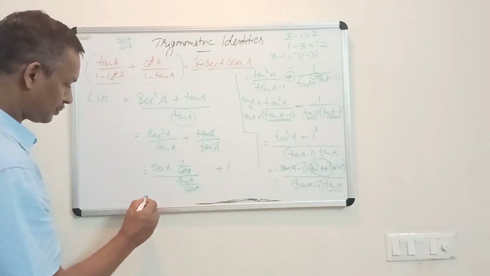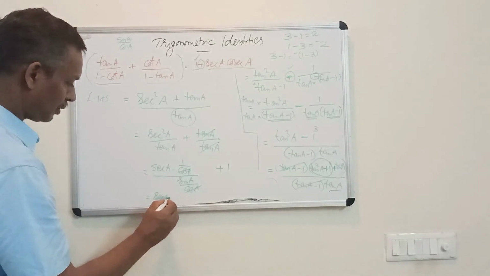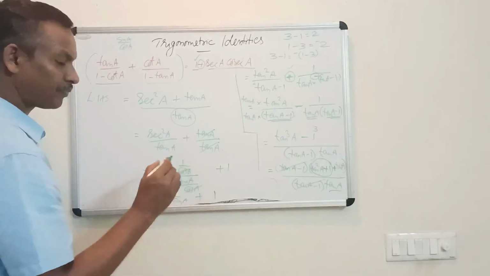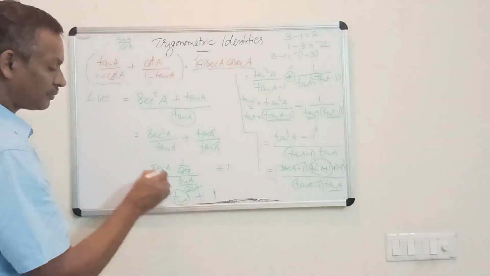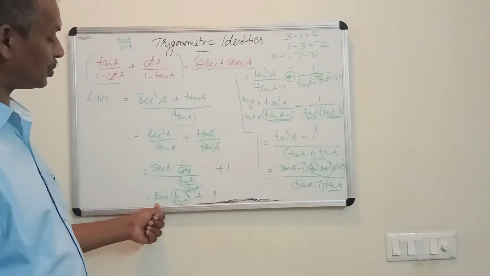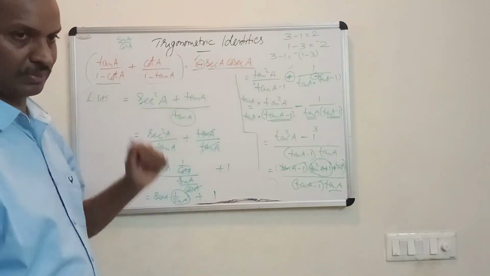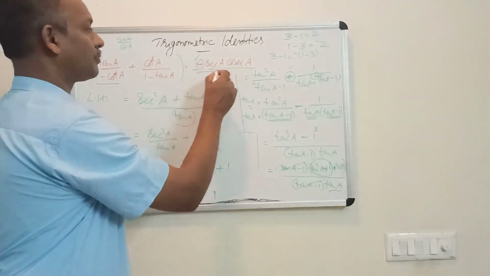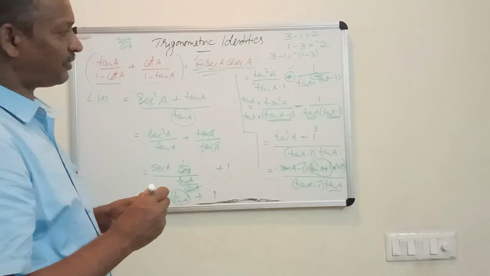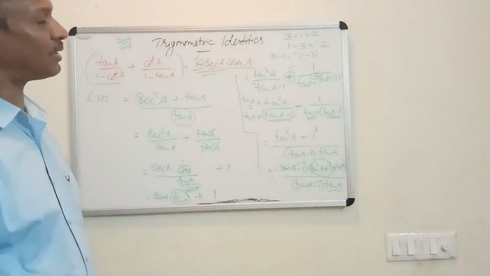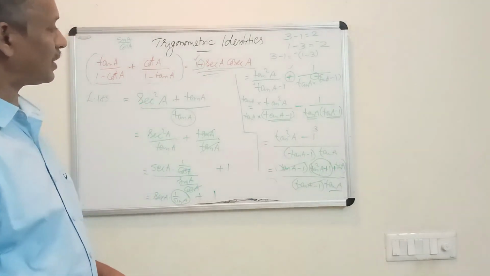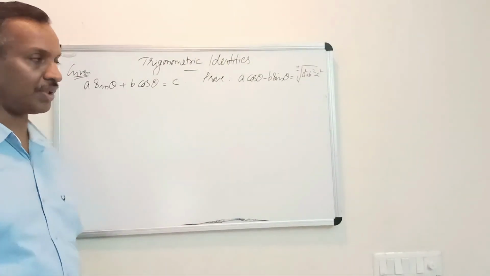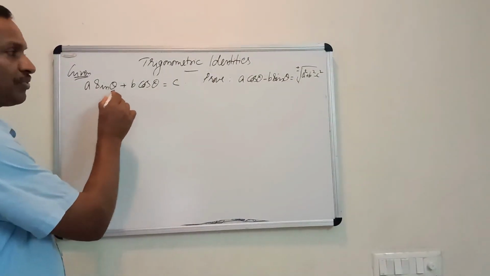And you get sec a into 1 by sin a plus 1. You all know what is 1 by sin a? Cosec. So sec a into cosec a plus 1. That plus 1 can be either after or before. So we get this answer. Okay, this is very difficult, no? It's a different question from the other questions. So practice more.